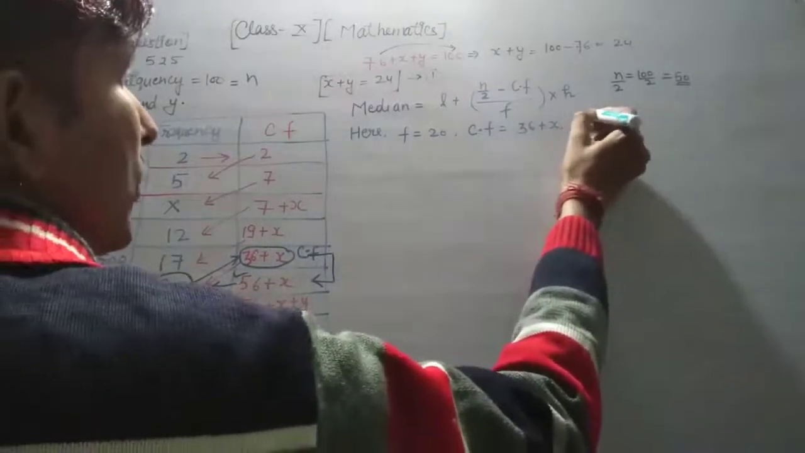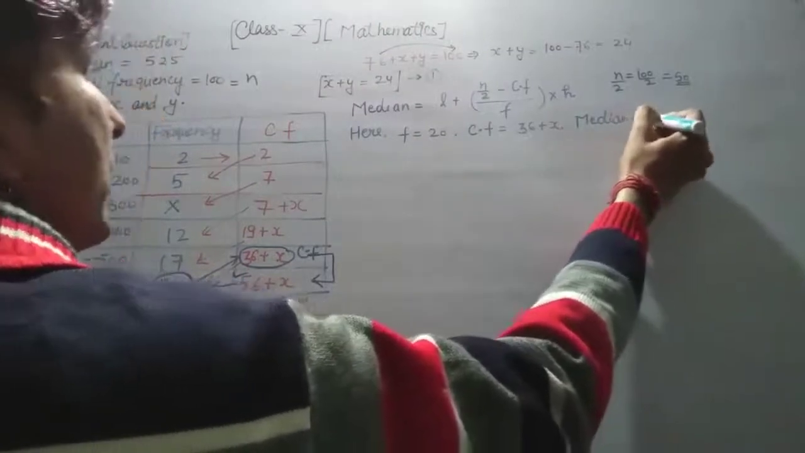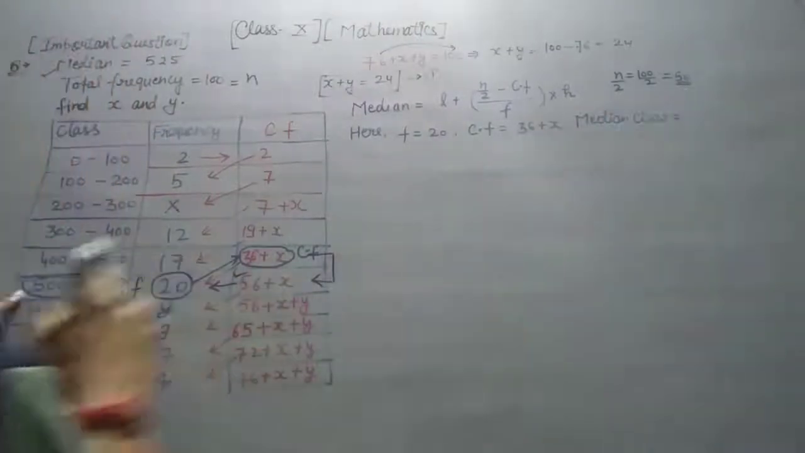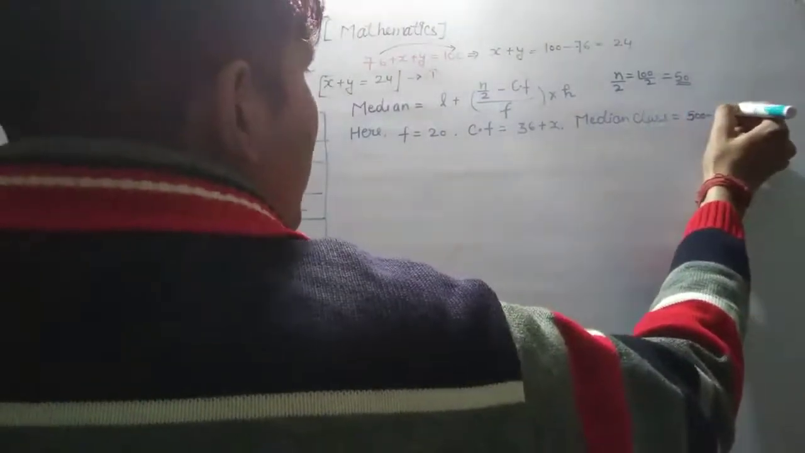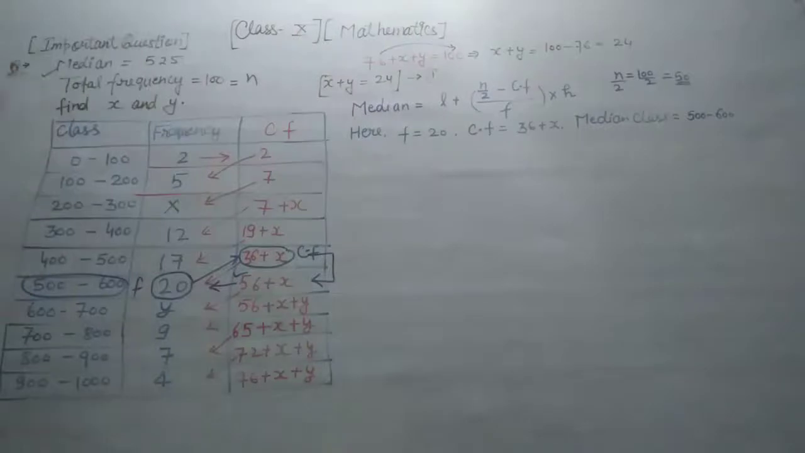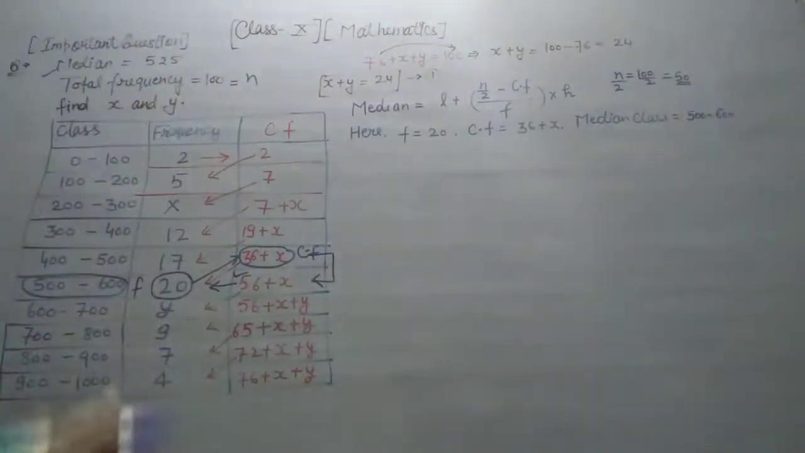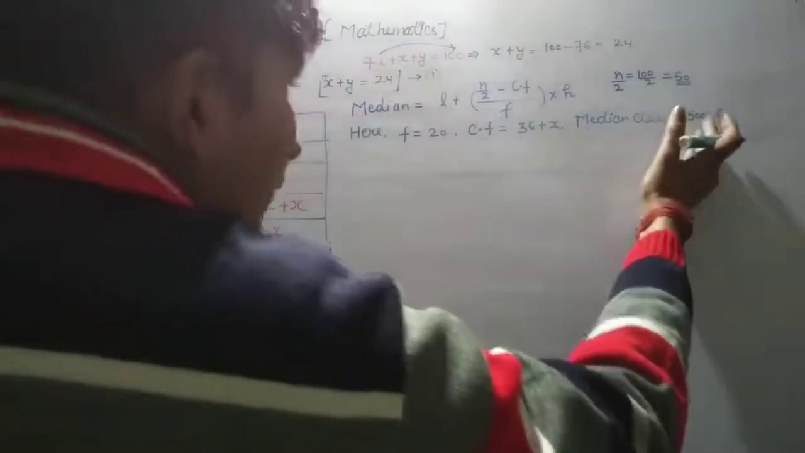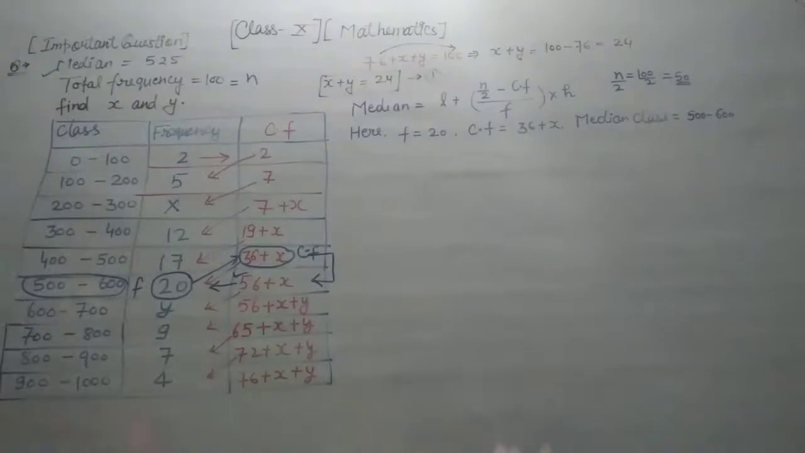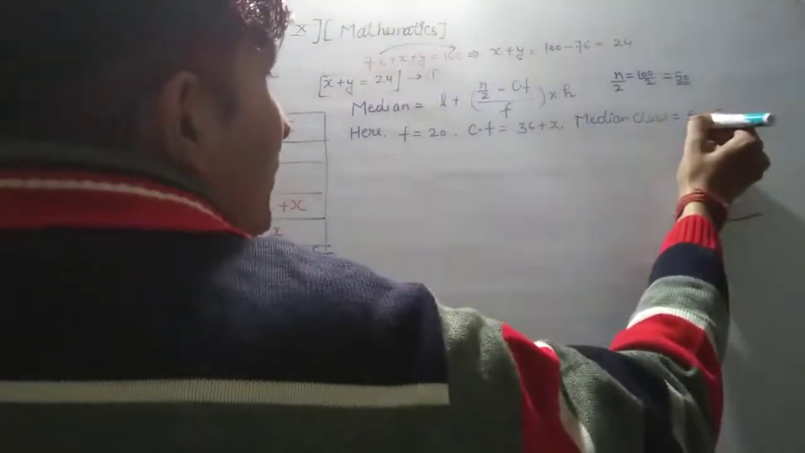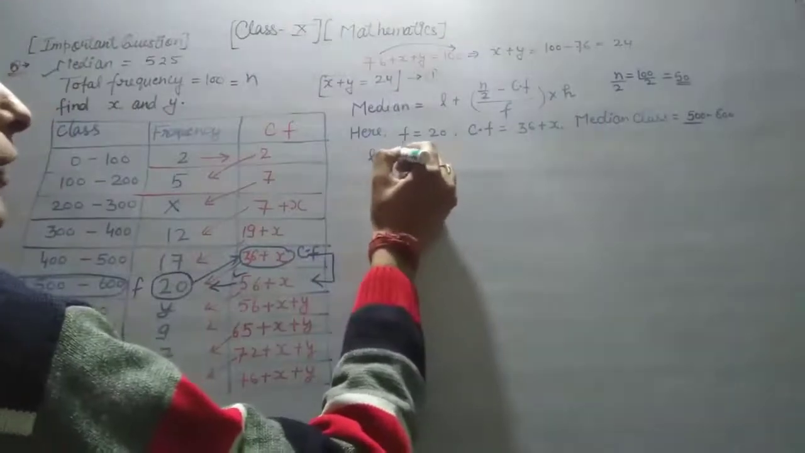And then this is your median class. You very well know the median class is 500 to 600. That is not a minus, that is 500 to 600, not a minus here. This is a limit value. It goes from 500 to 600, so this is a range value. So with this median class you have to find the value of L. This is the value of L. So L is equal to 500.